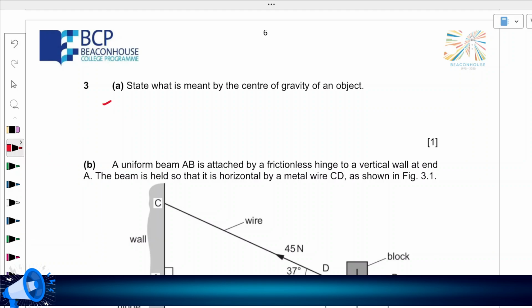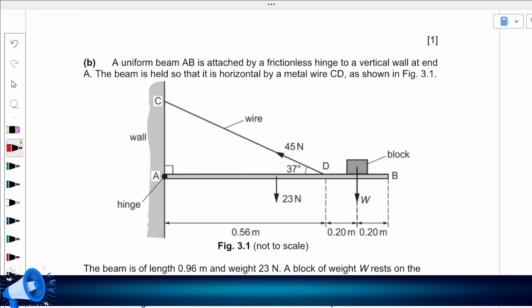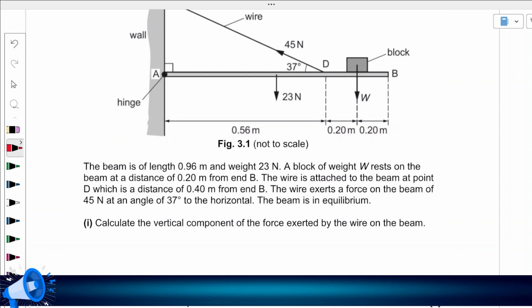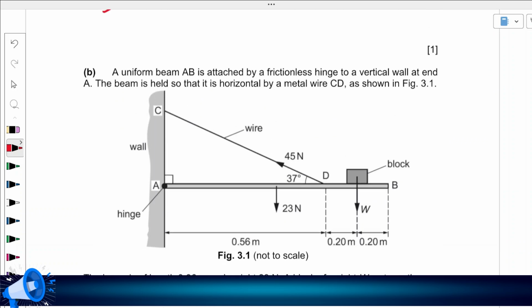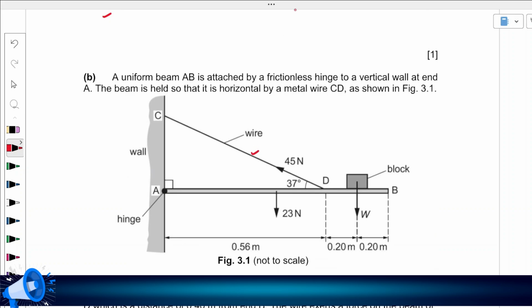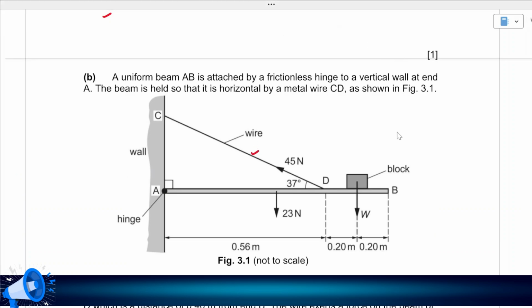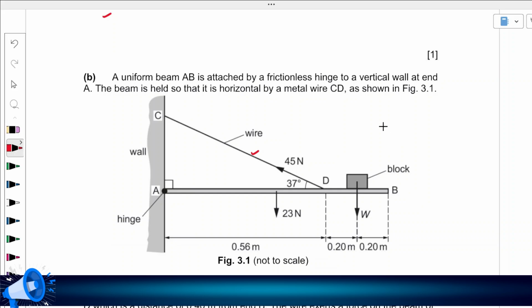So I'll skip this one for a while. And then we have this one. We need to find the vertical component of the force exerted on the wire by the beam. Okay, so we have this force over here, which is kind of tilted. So I'm going to draw the components of this force. It will then be easy for us. So these are the two components. And this one would be 45 sine of this angle, and this one would be 45 cos of the given angle.